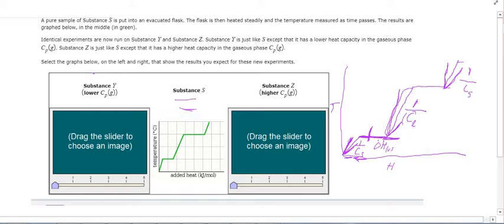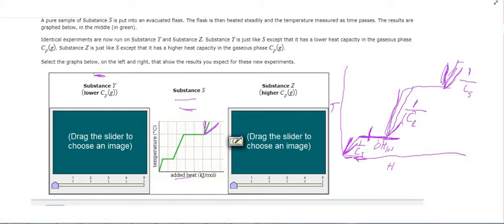Here's substance Y. It has a lower heat capacity in the gas, and if it has a lower heat capacity, remember it's going to steepen that up. I can draw it over here. If here's where S is, then it's going to make this a little bit steeper. And substance Z has a higher heat capacity. Remember, it takes more heat, and so it's going to tend to flatten that out. Something like that, maybe. I am exaggerating that.